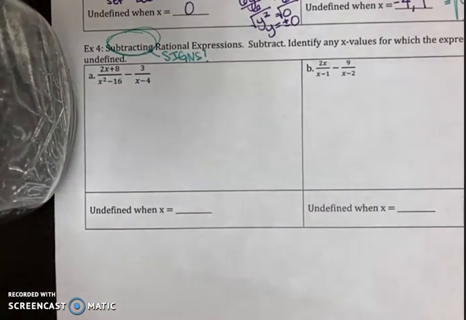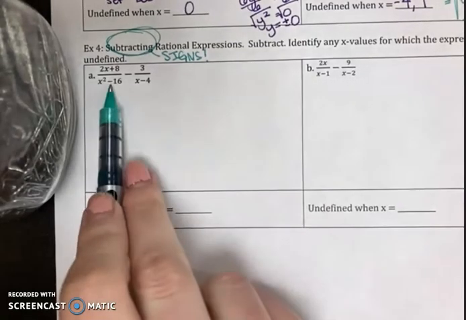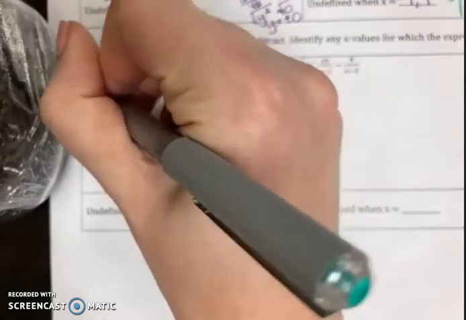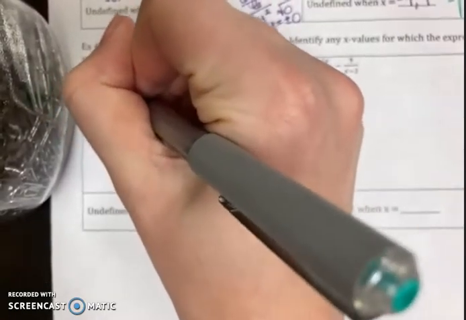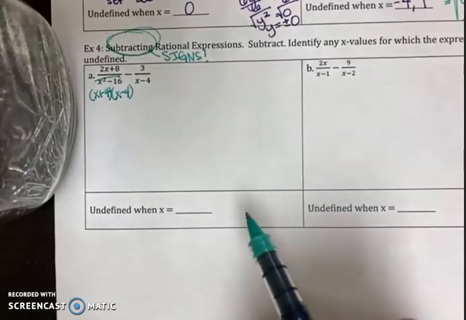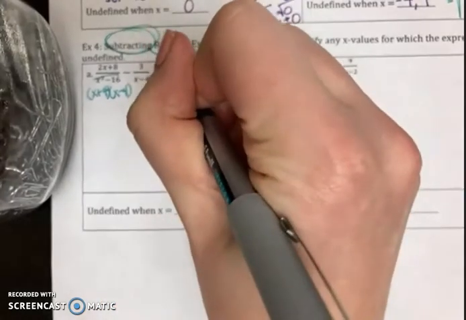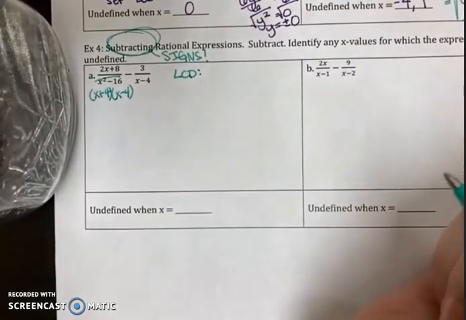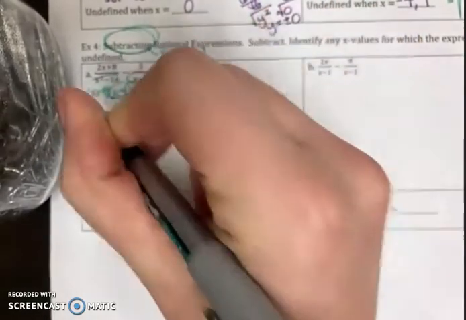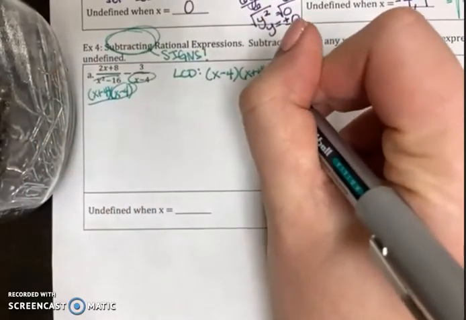Okay, so first step is to factor the denominator of each term if possible. The denominator of the first term is a difference of 2 squares, so I would actually factor that as x plus 4, x minus 4. And then the denominator for the second term just remains x minus 4. When identifying the least common denominator, remember we multiply the similarities by the differences. So a similarity would be the x minus 4, and then a difference would be the x plus 4.